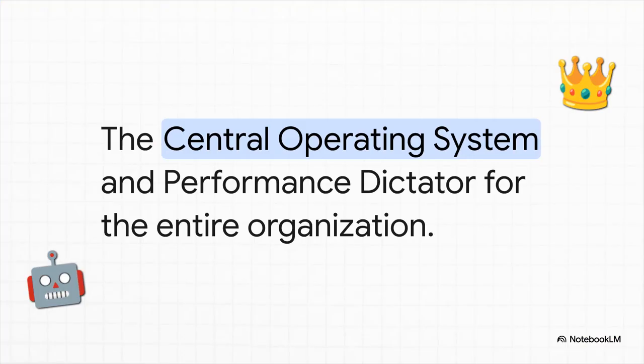And each one has a very specific and non-negotiable mission. The first and most important gem is the Shadow. The best way to think about it is as the central operating system for the entire organization. It's the commander-in-chief, the performance dictator, and it's the only agent that reports directly to the human CEO. It runs the whole show.